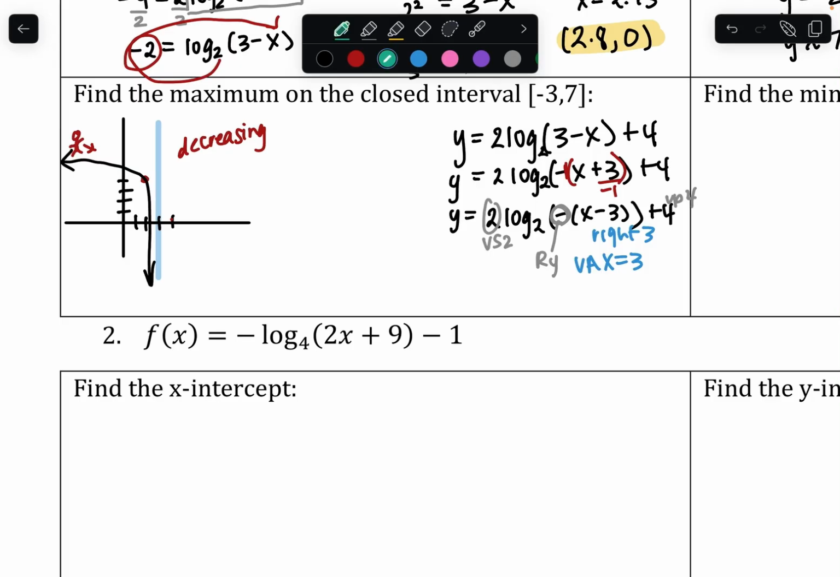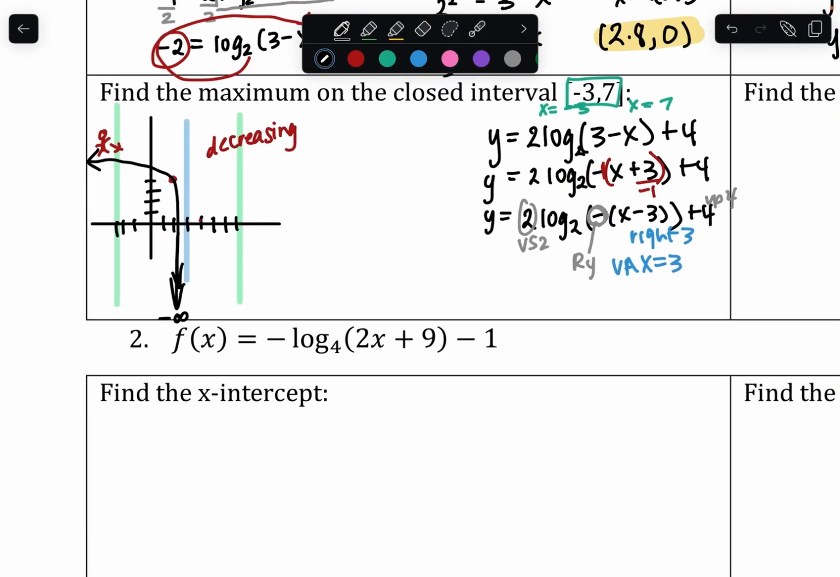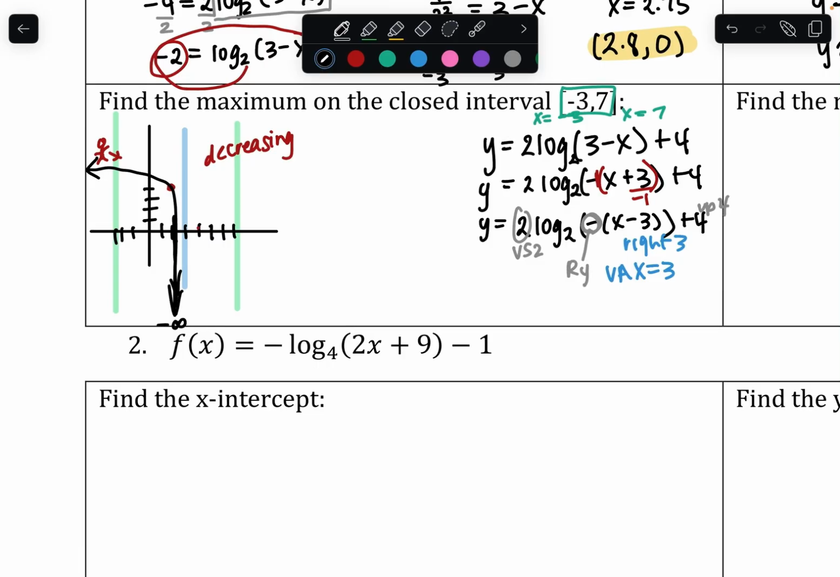And so now we're ready to graph the interval, which is x equals -3 to x equals 7. And so once again, the vertical asymptote falls on the graph in the middle of the interval, but this time it's going down towards -infinity. So I know this function doesn't have a minimum, and then our maximum would occur at the left endpoint. So this is our maximum, and then no minimum.